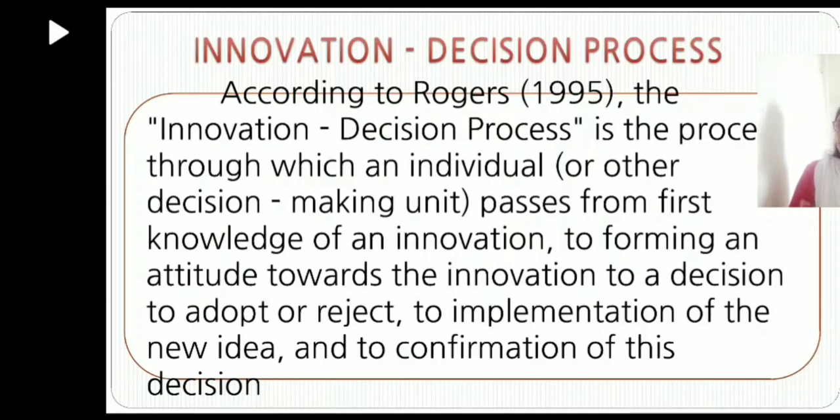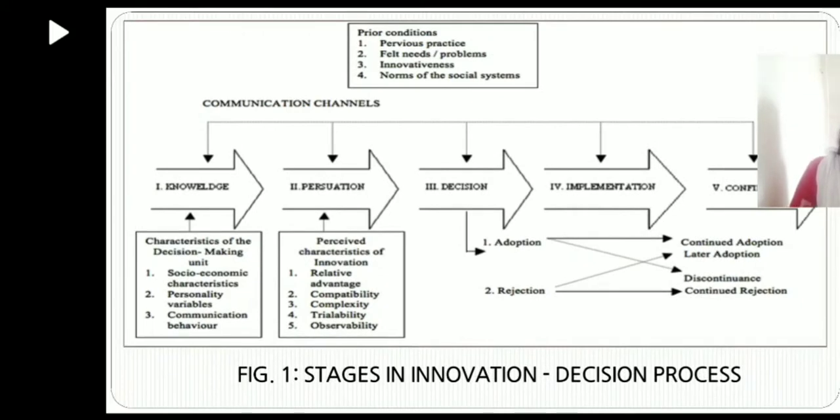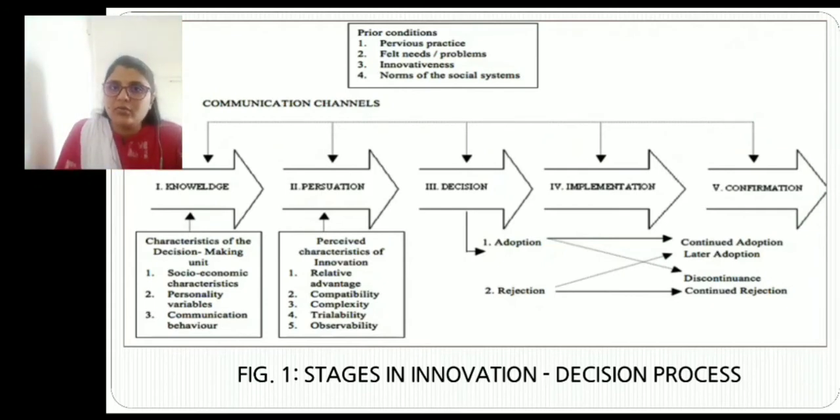That is, first is knowledge, persuasion, decision, implementation and confirmation. So an individual or decision making unit goes through all these stages in the innovation decision process, according to Rogers in 1995, to make a favorable or unfavorable decision or attitude towards that innovation. Here the stages of the innovation decision process are shown in this diagram. So you go through this diagram, okay. I already told you about knowledge, persuasion, decision, implementation and confirmation. All these 5 stages we are going to discuss one by one.